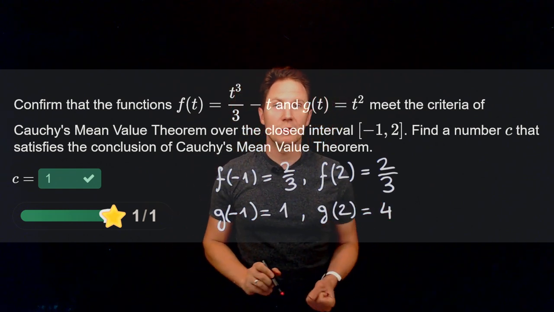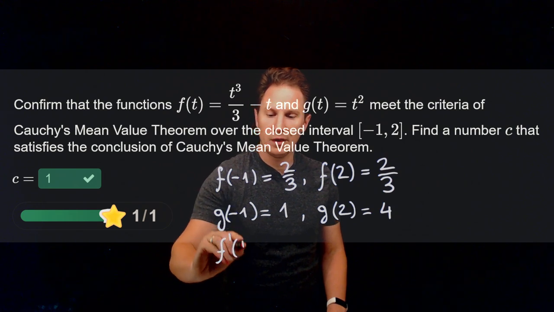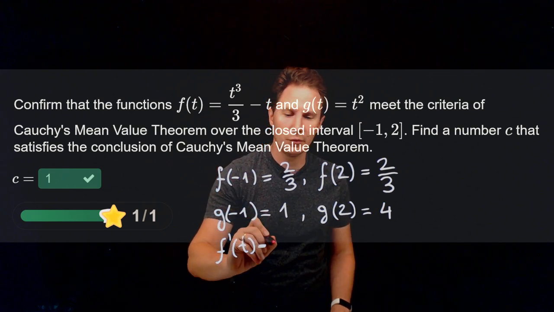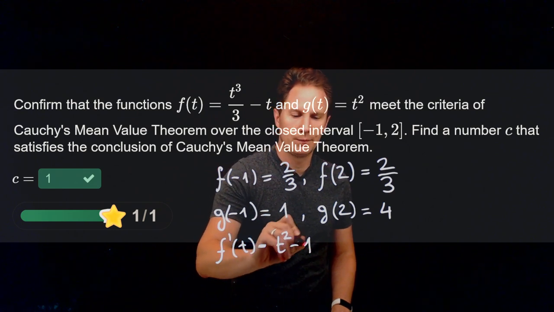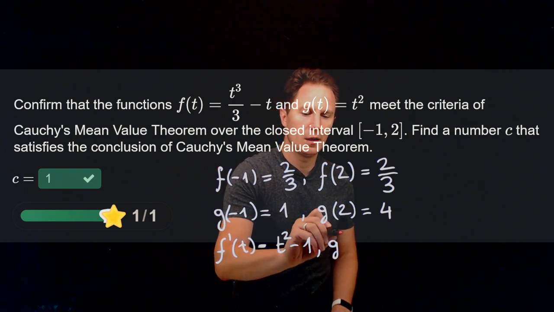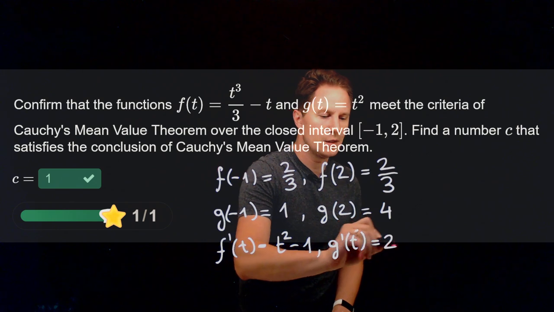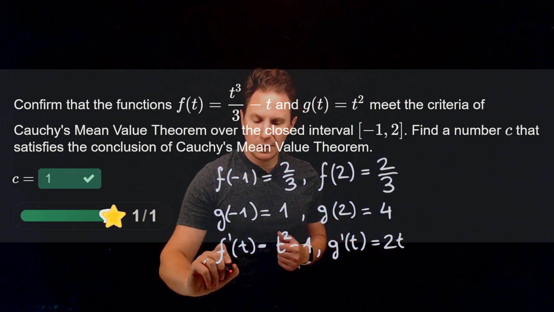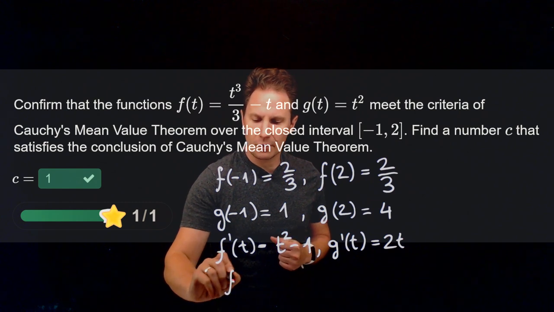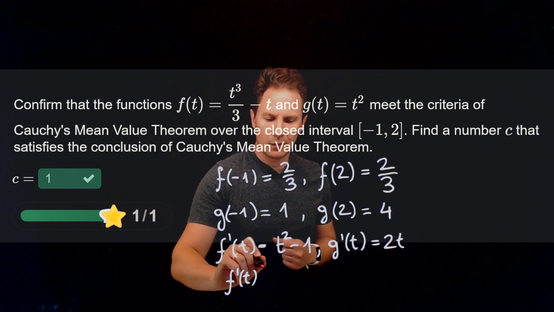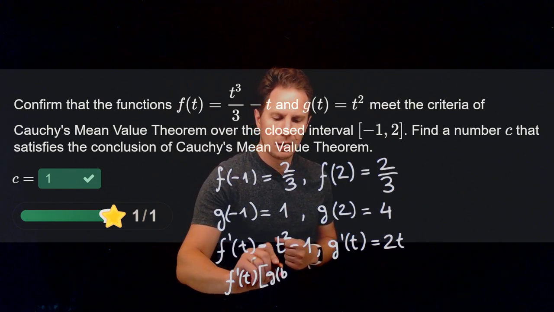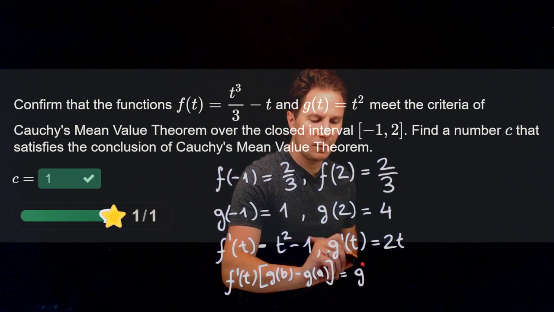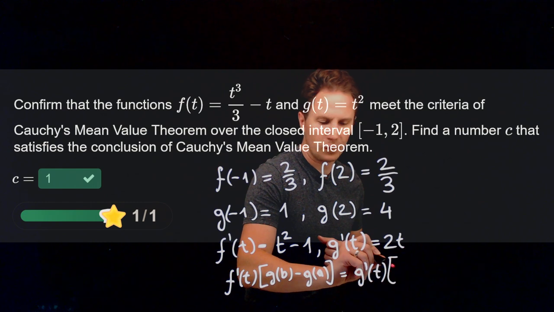Let's compute also the derivatives of the two functions. So f prime of t, by the rules of differentiation, namely the power rule and the difference rule and the constant multiple rule, will be t squared minus 1, whereas the derivative of g, as we know, the derivative of t squared is 2t. Now, Cauchy's mean value theorem states that there will be a point at which this equation is solved: f prime of t times the difference of the endpoint values of g equals g prime of t times the difference of endpoint values for f.